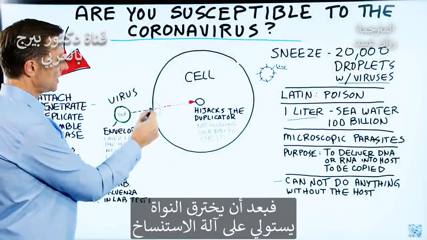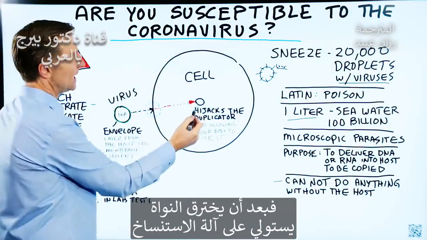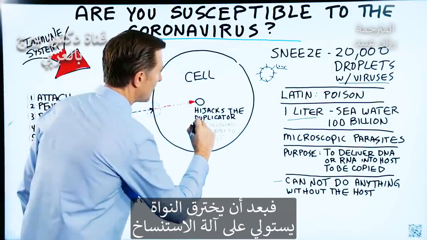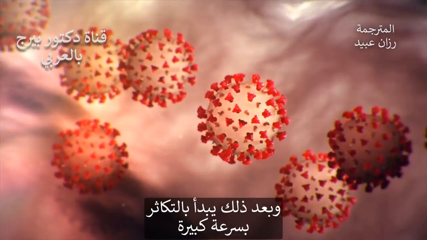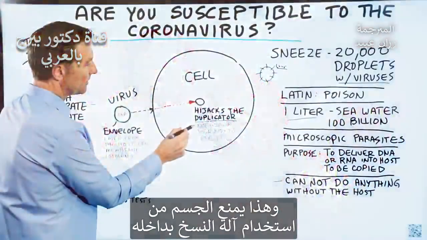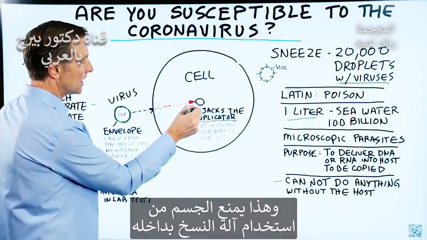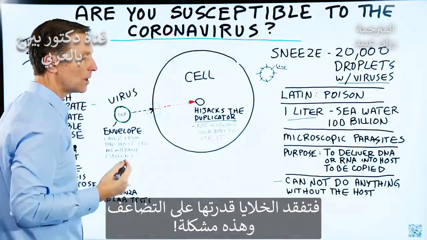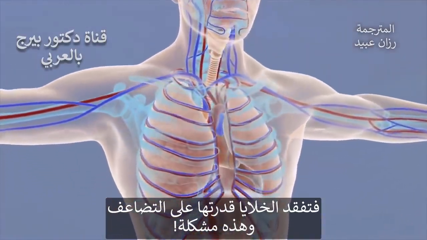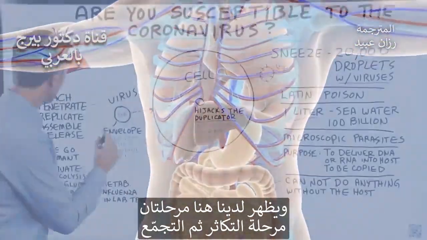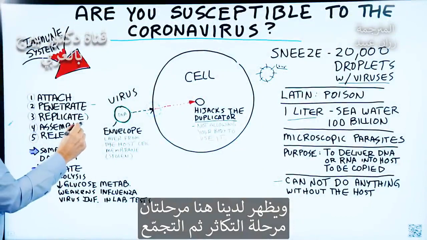So what it does is it penetrates, it hits the nucleus, it hijacks your copy machine, the duplicator. And when it does that, it starts to reproduce at a very fast rate. And this prevents your own body from using that machine. So your own body can now not replicate anymore. So that's not good. So now we have the replicating stage and then the assemble stage.